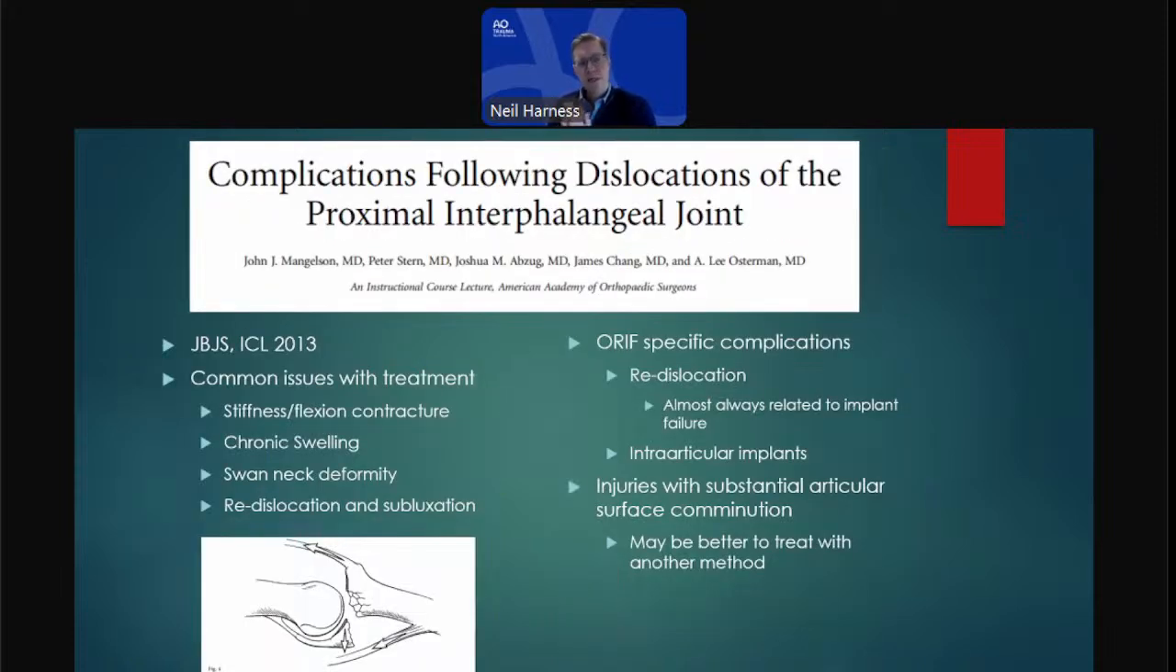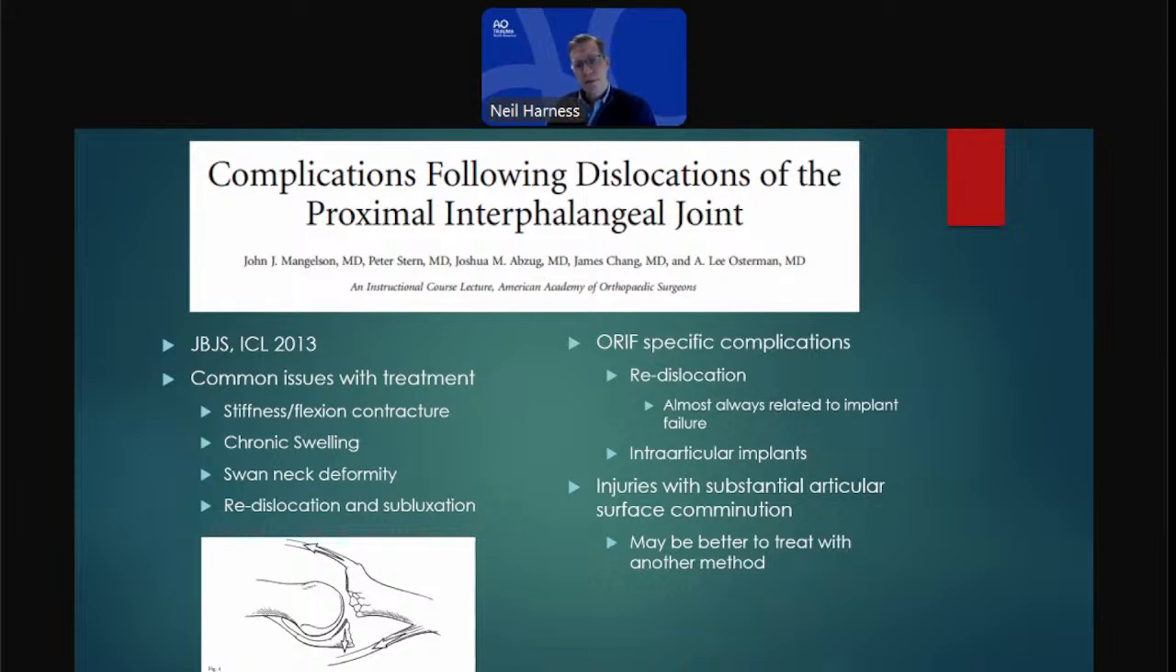Finally, JBJS published an instructional course lecture on complications associated with these injuries in 2013, and listed the most common issues with treatment, whether operative or non-operative: stiffness and flexion contracture, chronic swelling, swan neck deformity, and redislocation or subluxation. So it keeps coming up.